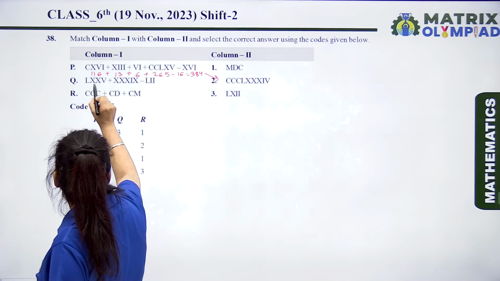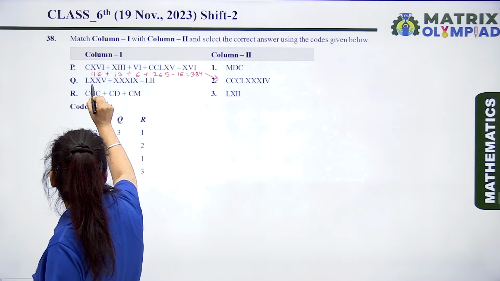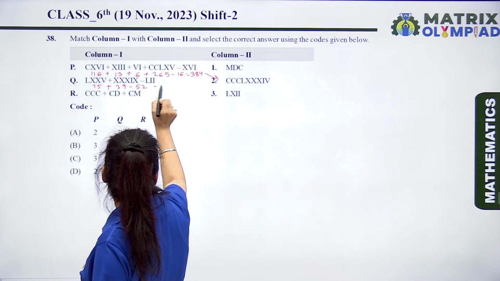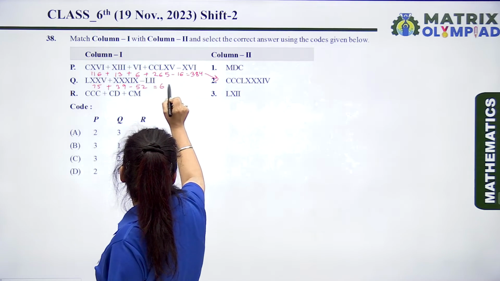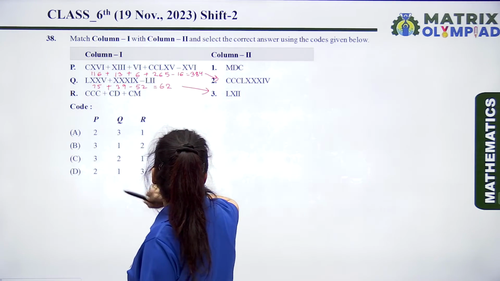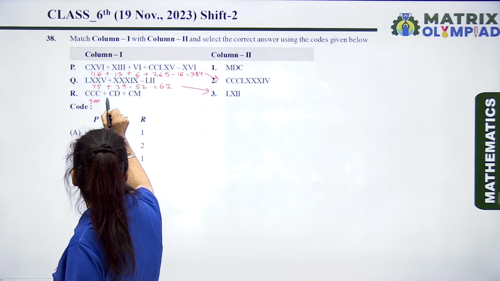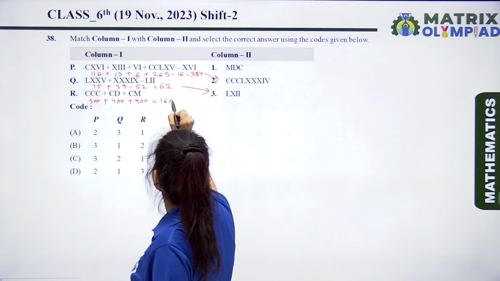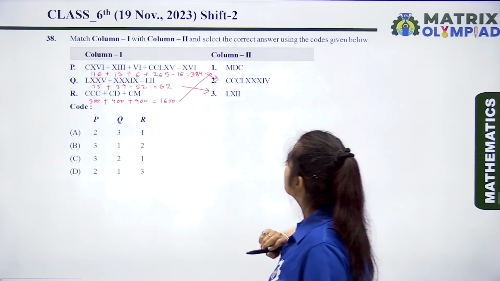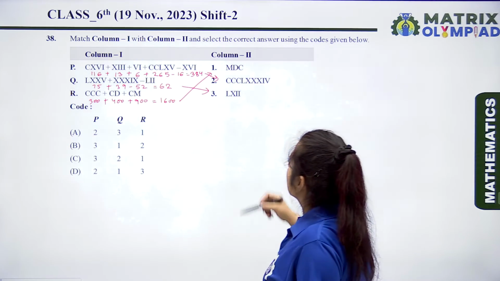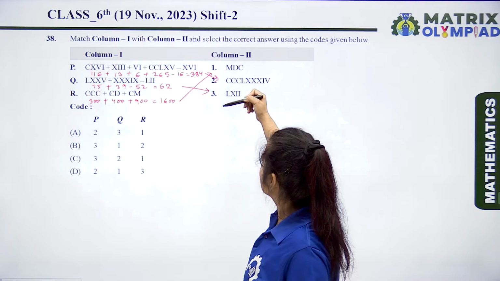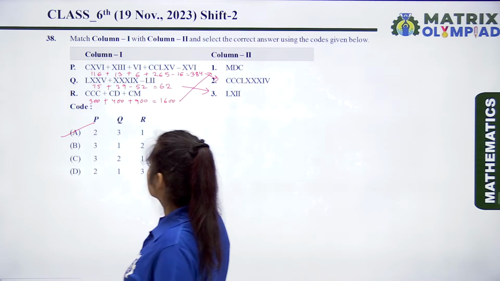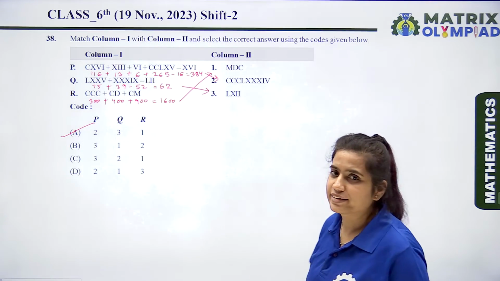Now the next one is 75 plus 39 minus 52, that is equal to 62. So here this is the answer. This is 300 plus 400 plus 900, that is equal to 1600, and this will be the answer MDC. So here the sequence is 2, 3, 1. So 2, 3, 1 is in option A. So here option A is the correct answer.